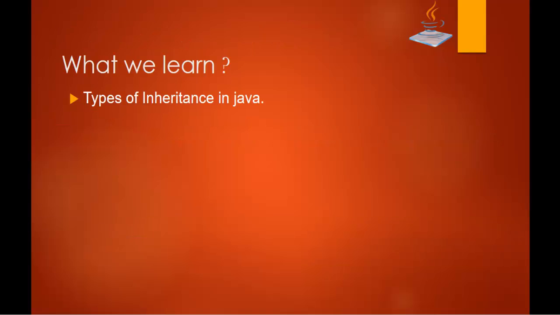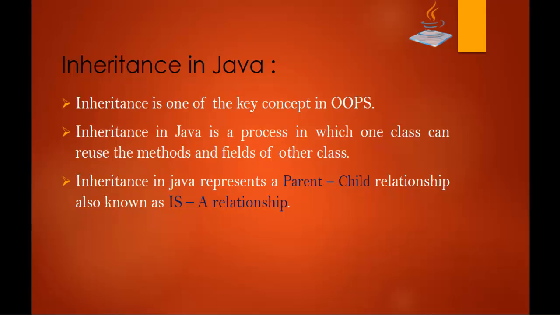So in this session, we are going to learn about the types of inheritance in Java. Inheritance is one of the key concepts in OOPS, which we learned and understood in the last session. Let me tell you the definition of inheritance once again. Inheritance in Java is a mechanism or a process in which one class can reuse the methods and fields of another class. This is what we call inheritance.